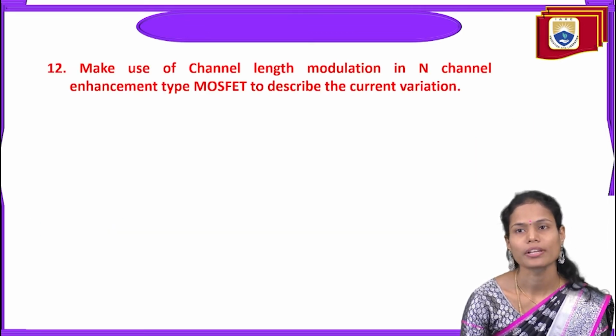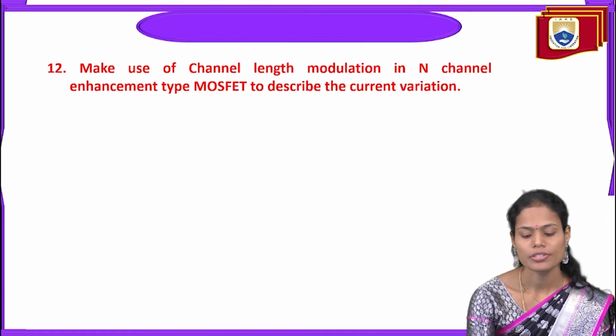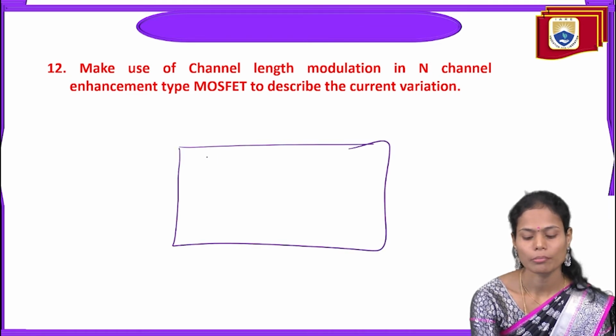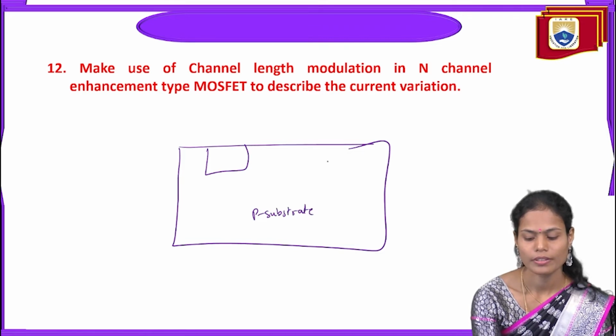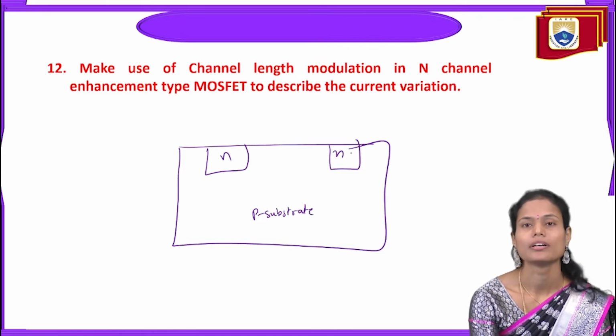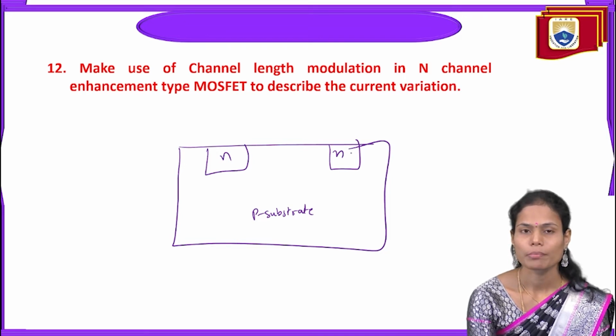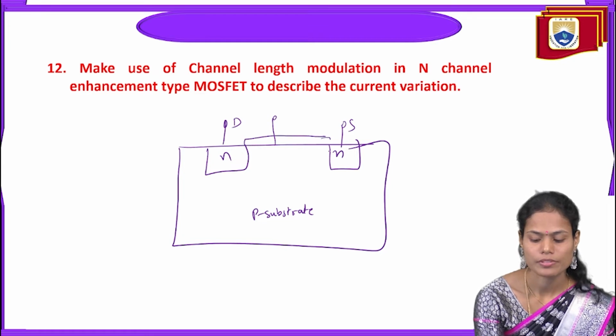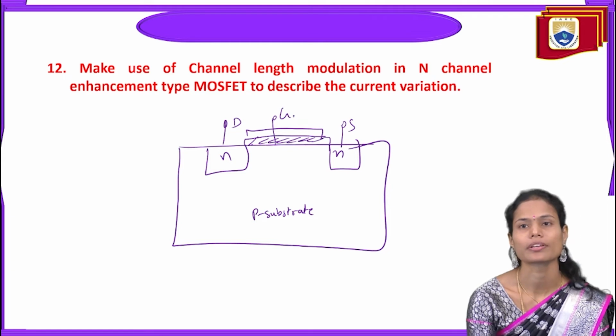Next, make use of channel length modulation in n-channel enhancement MOSFET to describe the current variation. Generally, in the case of MOSFET, we take any particular MOSFET, we are having one substrate and we are having two pieces of N type semiconductor materials we are placing here. This is the drain and source, and this is the silicon dioxide layer and this is the gate terminal here.